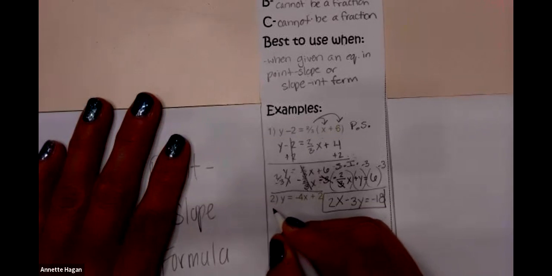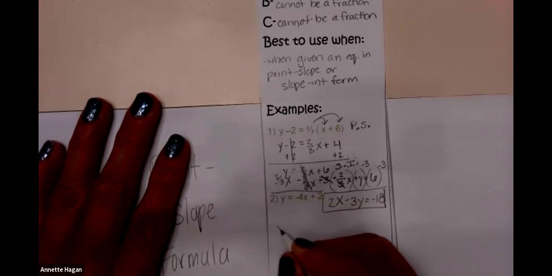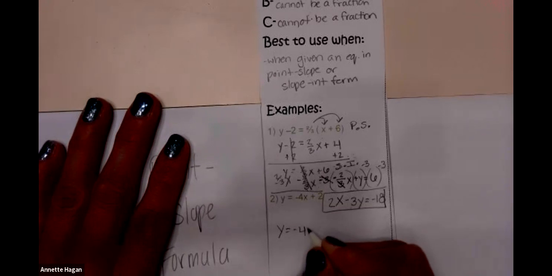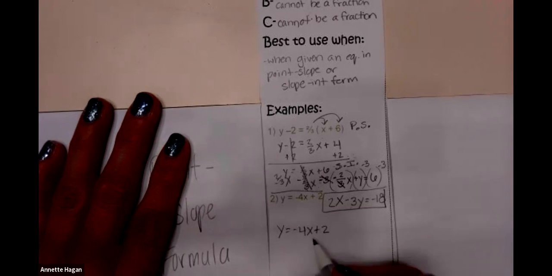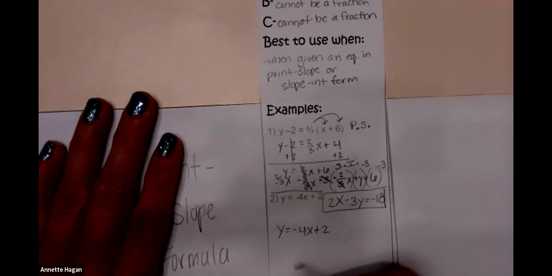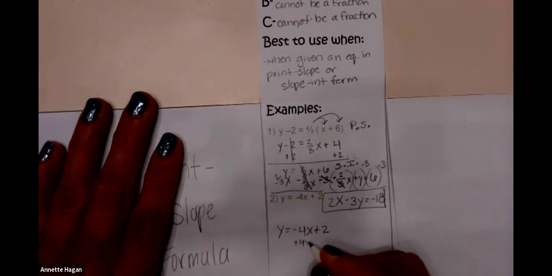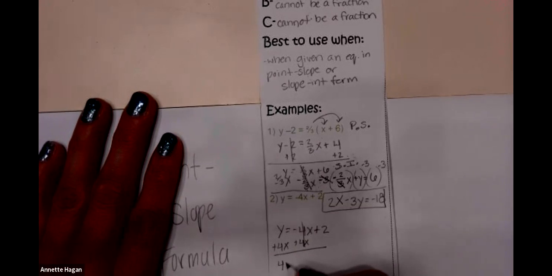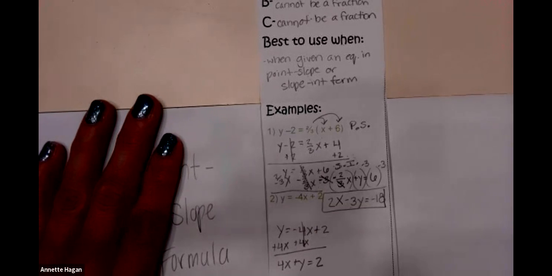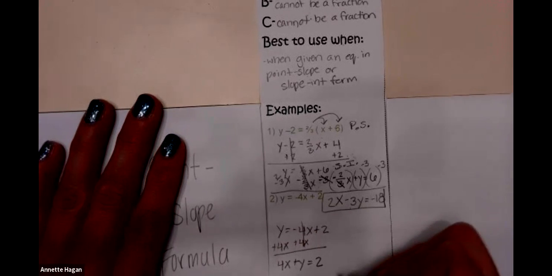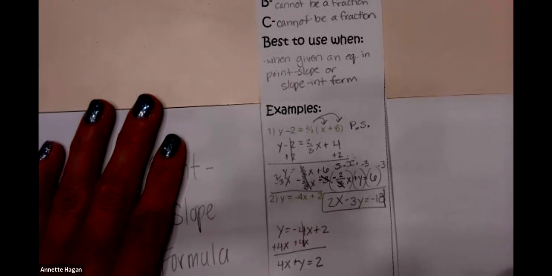All right, looking at example 2, I'm going to write it down here so I have a little more space. Y equals negative 4x plus 2. I don't have to do any multiplying or distributing. I'm just going to move this negative 4x to the other side by adding 4x to each side, and it works out pretty nicely. I get 4x plus y equals 2. So far, so good. That went straight from slope intercept into standard form, and I don't have to worry about anything else.